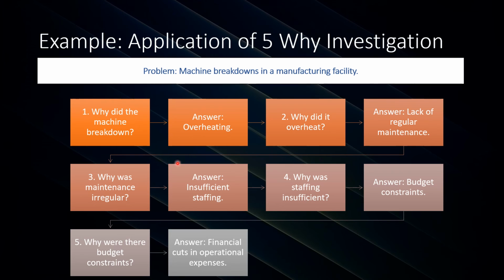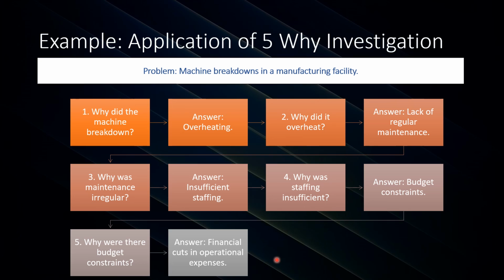The third question will be, why was maintenance irregular? Let's assume the answer is insufficient staffing, right? The next question will be, why was the staffing insufficient, right? Let's assume the answer is budget constraints, right? The next question will be, why were there budget constraints, right? The answer, let's assume, is financial cuts in operational expenses, right?